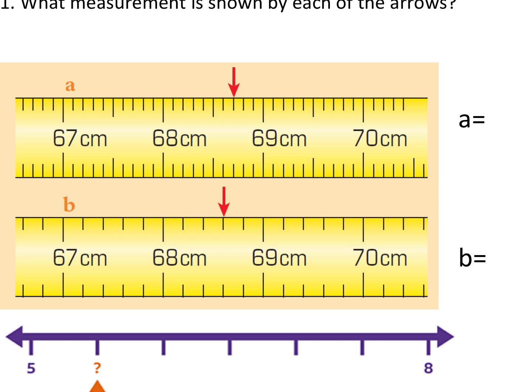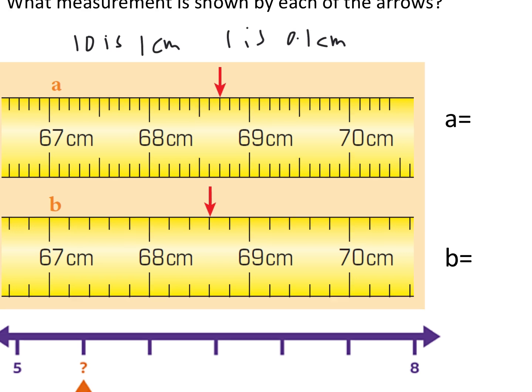So you're talking about those 10 notches, and that each notch added up together, 10 of them, is going to represent 1 centimeter from 68 to 69. So you've got 1 centimeter. If you only had one of those notches, that's going to be 1/10 of a centimeter, or 0.1 centimeters. So 68, 68.1, 68.2, 68.3, 4, 5, 6, 7, 68.7.